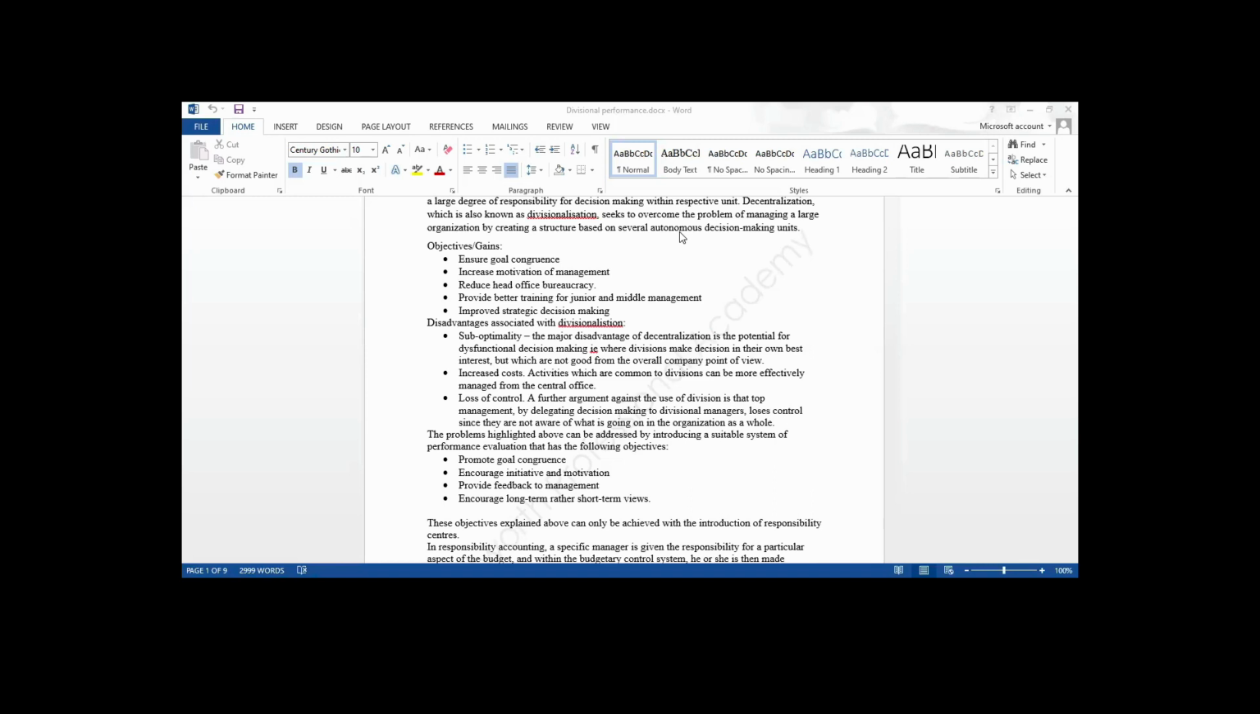The divisional manager tries to pursue his or her own self-interest, which may not be in the best interest of the company as a whole.